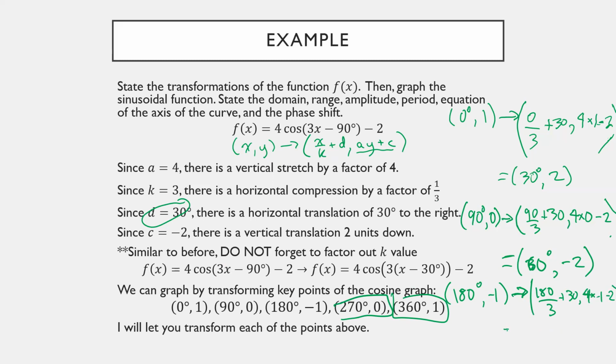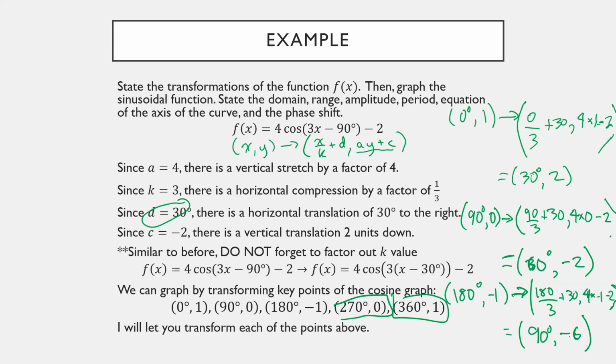Okay, let's see what we get. Sorry, there's supposed to be a bracket there. Then we get 180 divided by 3 is 60. And then we add 30 to it. That gives us 90 degrees. And then we take 4 times -1. 4 times -1 is -4, minus 2 is -6. So now we have 90 degrees and -6.